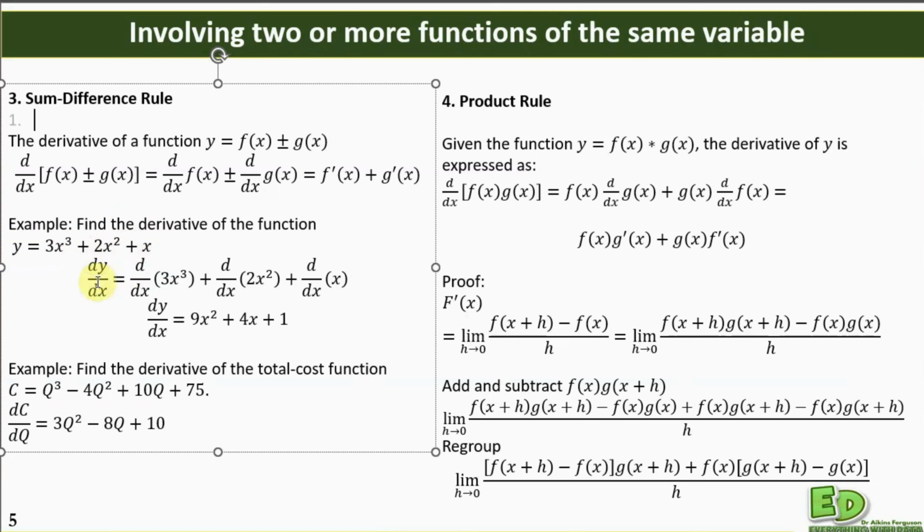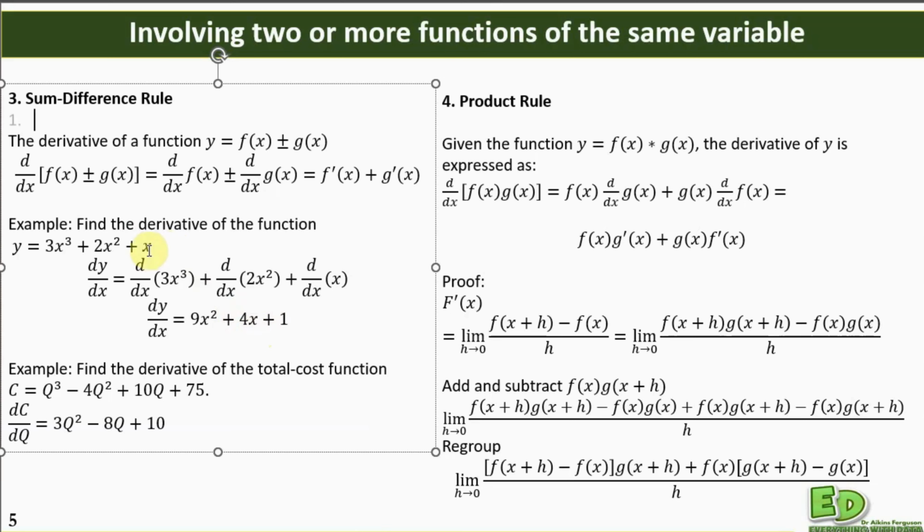So we say dy over dx. Then we'll differentiate the first function. Multiply the coefficient of 3 by the power of 3, that will give us 9, right? Reduce the power of 3 by 1, that will give us 2. So the differential of 3x cubed is what? 9x squared. Then plus the differential of 2x squared. Multiply the coefficient of 2 by the power of 2, that will give us 4. Reduce the power of 2 by 1, that will give us 4x, 2 minus 1, which is the same as 4x to the power 1, which is also equal to 4x, right?